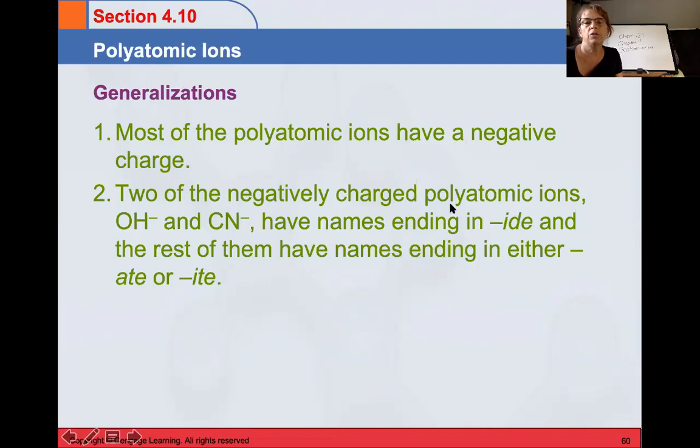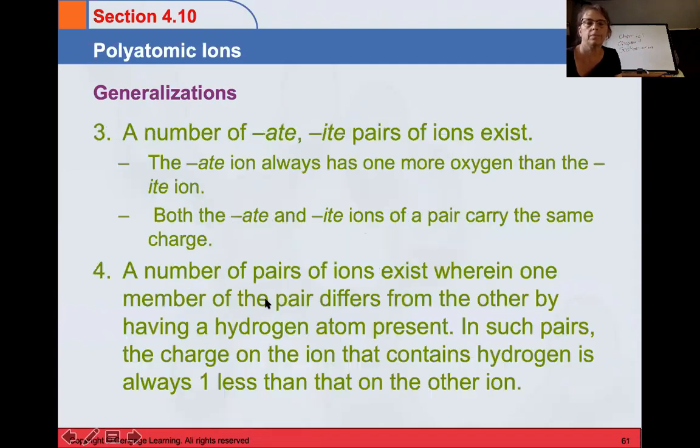Two of the negatively charged polyatomic ions have names that end in IDE, but most polyatomic ions either end in ate or ite. So hydroxide and cyanide are exceptions. Most of the polyatomic ions end in either ate or ite. And a number of pairs of ate and ite ions exist. The ate ion always has one more oxygen than the ite ion, but both the ates and the ites have the same charge. So that'll help you sort of remember them.